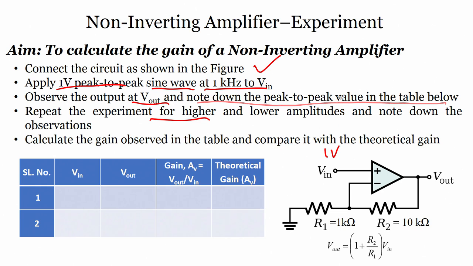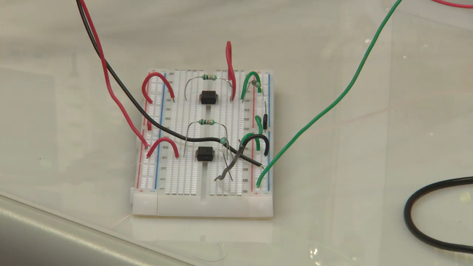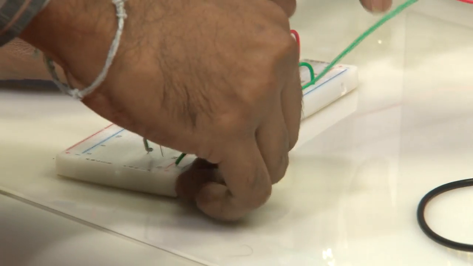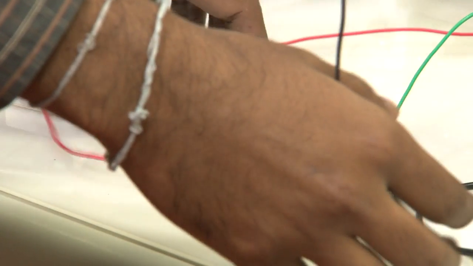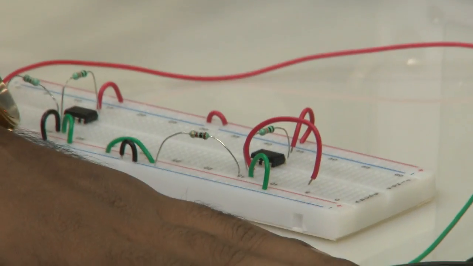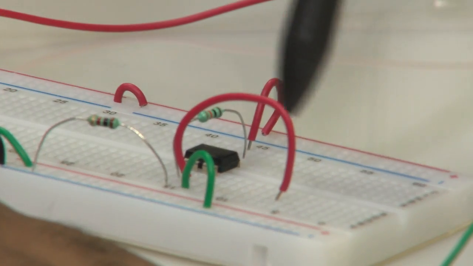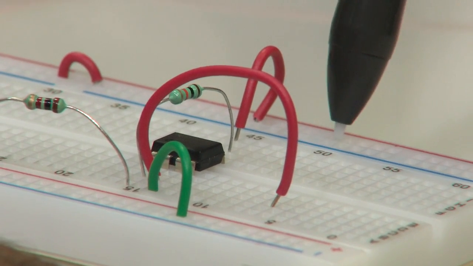Again, I will request Suman Chatterjee to help us with the experiment. If you see the breadboard, we have already connected the non-inverting amplifier. We have not given the input signal to it yet, but this particular circuit, where I am pointing my finger, is the non-inverting amplifier. Do not get confused, it is not really different. It is exactly the same thing that we have seen on the screen.